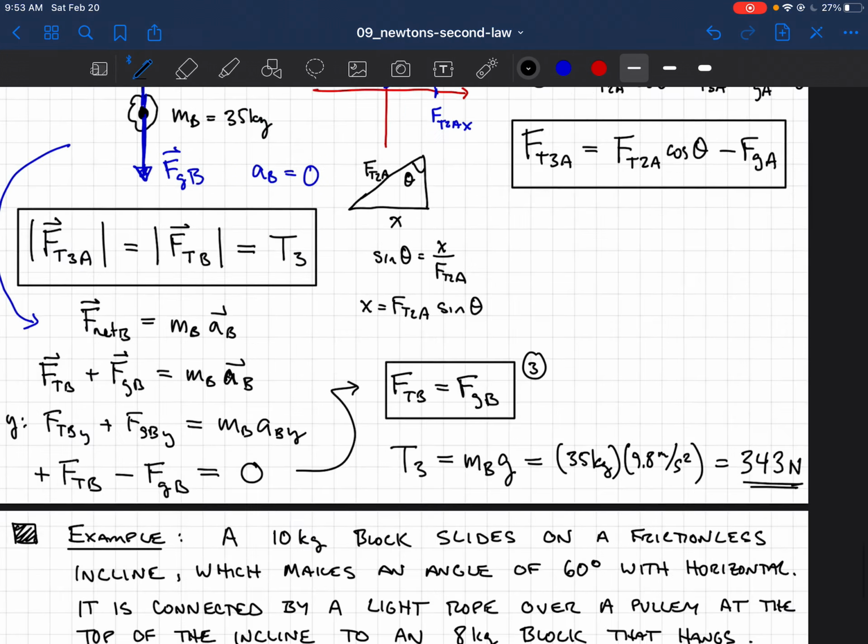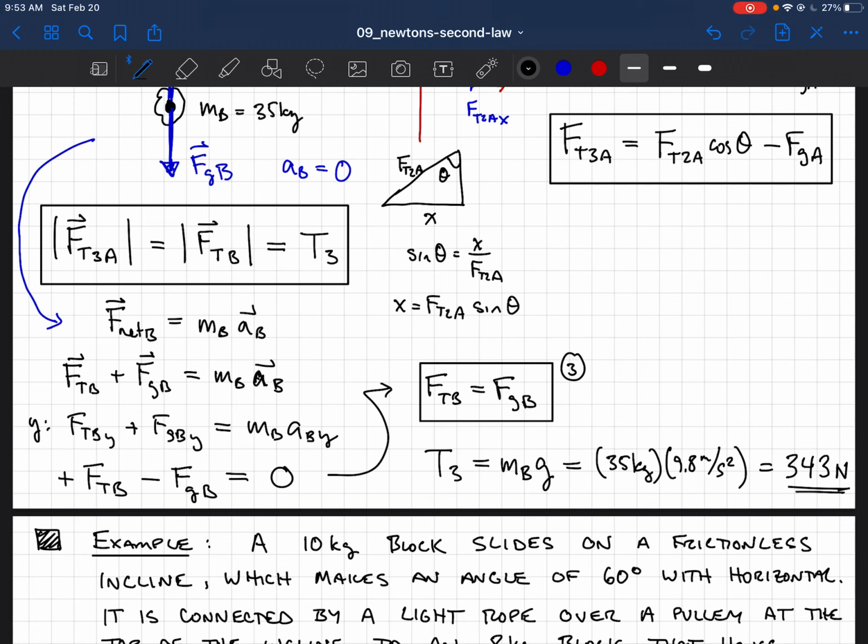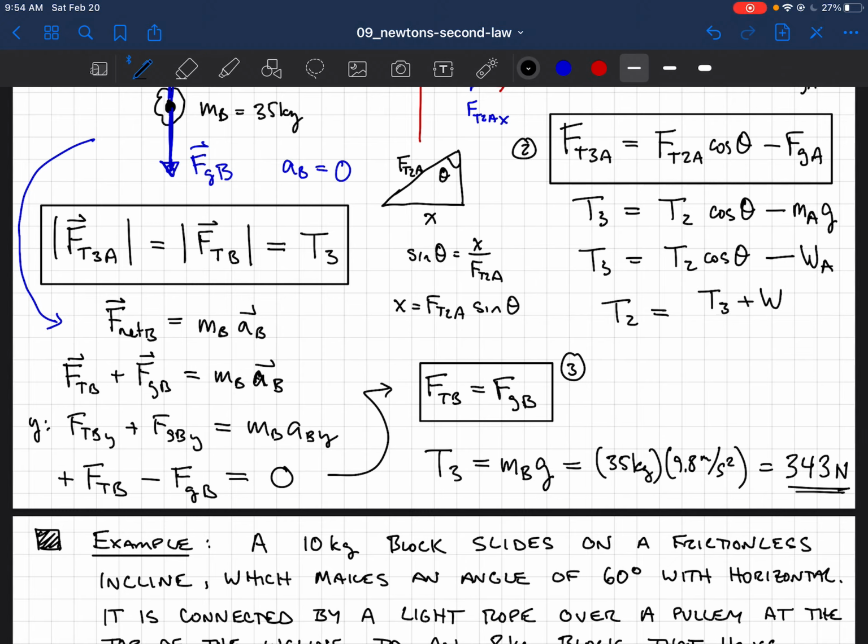So there's one. So if we go back and look at our picture, if we're looking for T3, T1, and T2, we found one of them so far. So how can I use that? Well, if I go back to my second equation, that has a T3 in it. So I have T3 is equal to T2 cosine theta minus F_gA, which is m_A g, but m_A g is just the weight that was given, so that's just the weight of A. And the unknown in this equation is T2. So we get T2 is equal to, well, add the weight to both sides and then divide by cosine theta. So T3 plus the weight of A divided by cosine of theta.